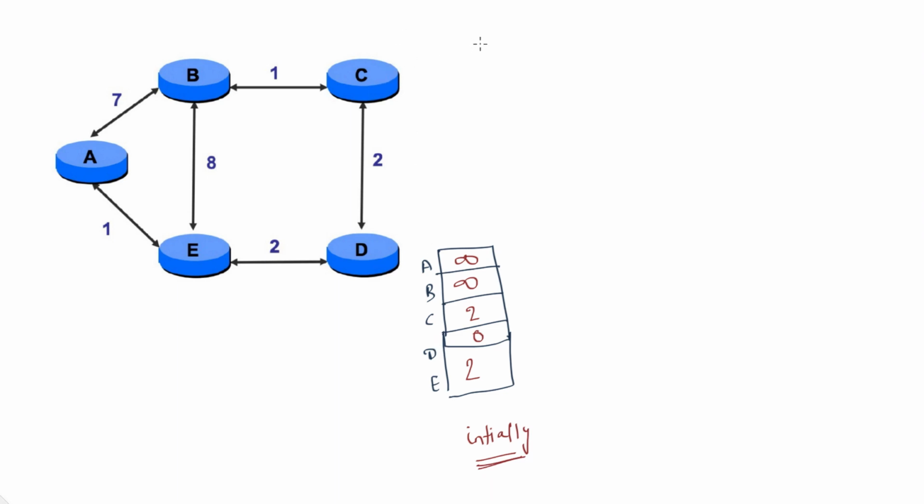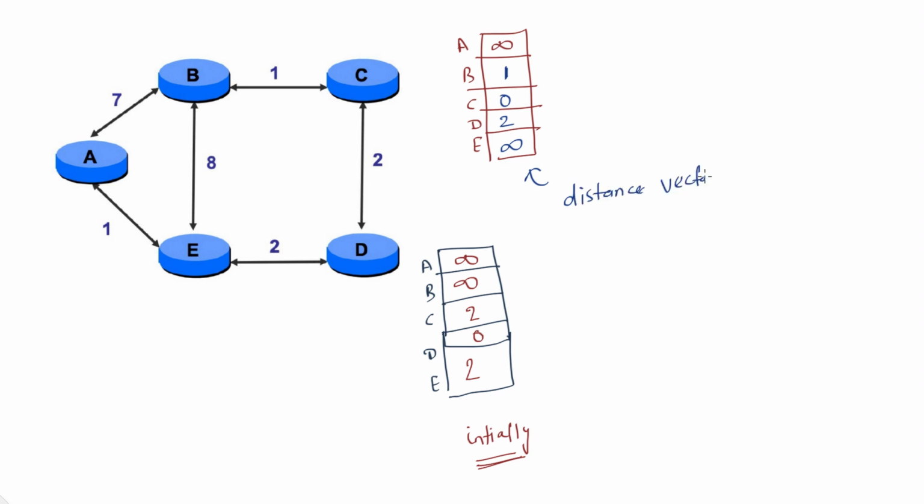And what about C? C will say that I have information about B. About A, I will say it is infinity, B, C, D, E, let me just write first. Then it will say that about B, I have the information and I'm connected to B with the cost of 1, to C with the cost of 0, to D with the cost of 2, to E with the cost of infinity. So this is the distance vector initially for C. This is the distance vector for D, right? Initially this is the configuration.